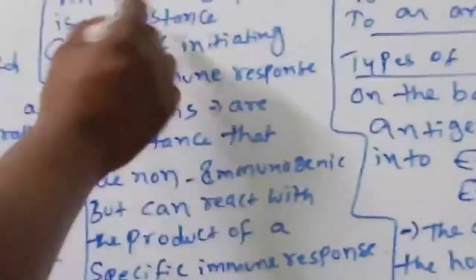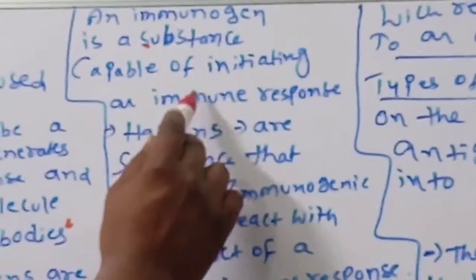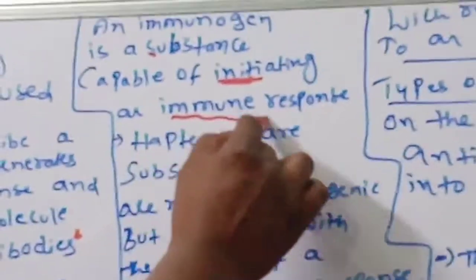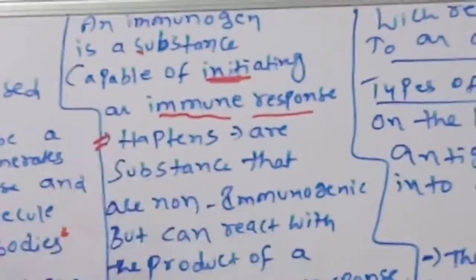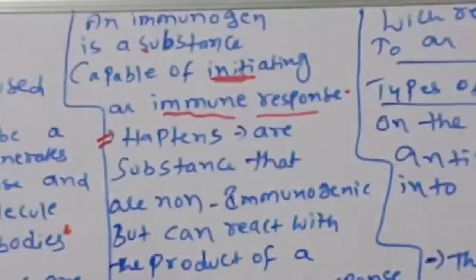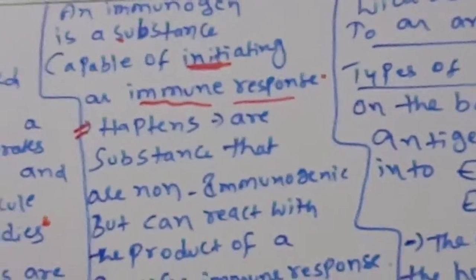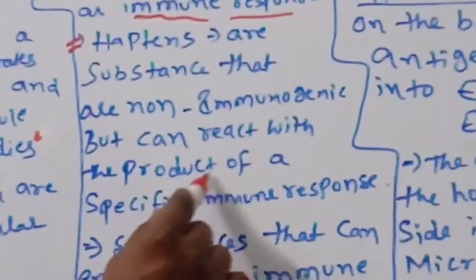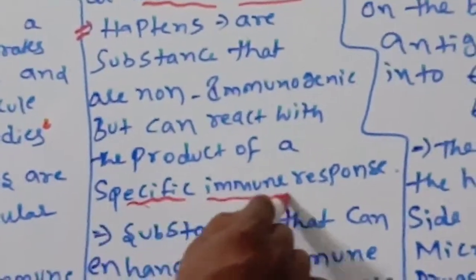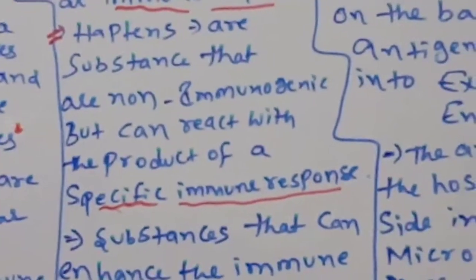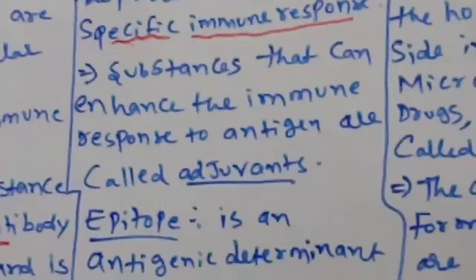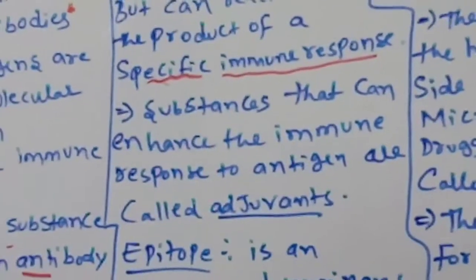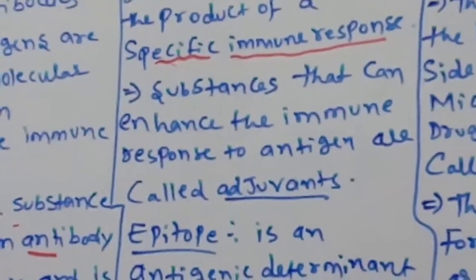An immunogen is a substance capable of initiating an immune response. Haptens are substances that are non-immunogenic, not producing immunity at all, but can react with the product of a specific immune response. Haptens are also called incomplete antigens.